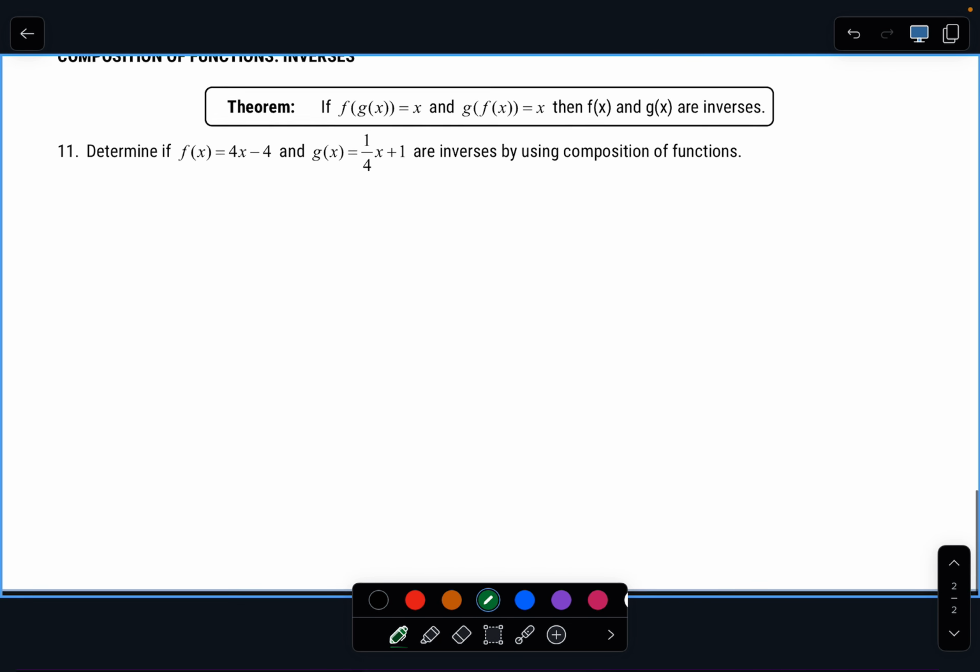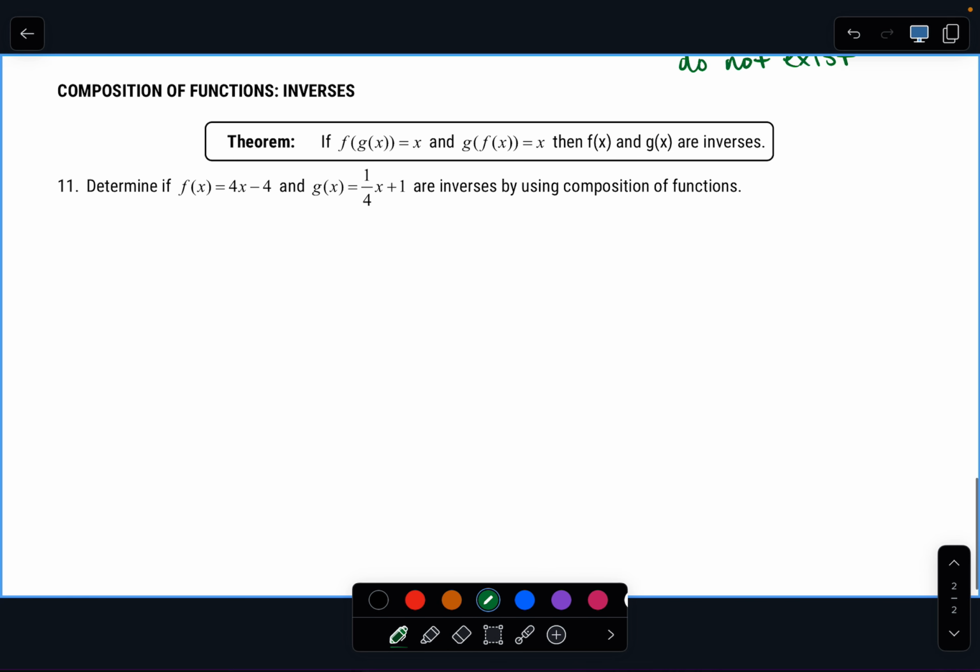Okay, last one. Please, let's get through this. Okay, it's the last problem. The more time you take, the less time you have to do your practice. And if you don't finish your practice, you have homework.